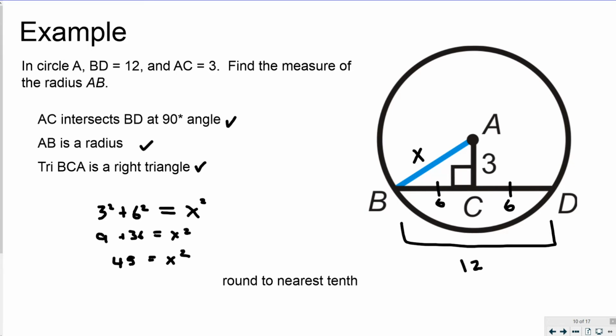So when I take the square root of both sides, I get x on the right-hand side. X equals 6.708. So rounding to the nearest tenth, we're just going to get that this is approximately equal to 6.7 units. So what is, find the measure of radius AB? This circle has an approximate radius of 6.7 units.